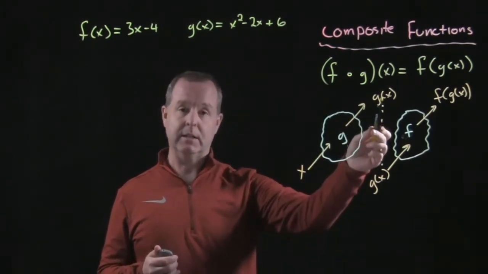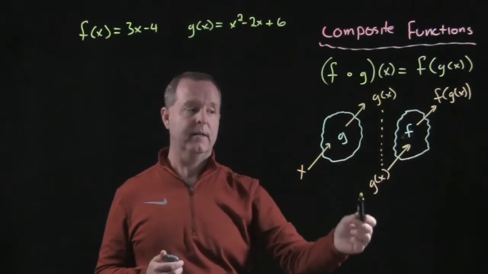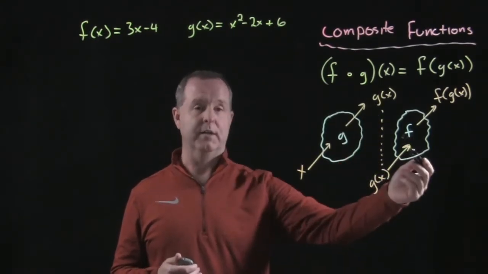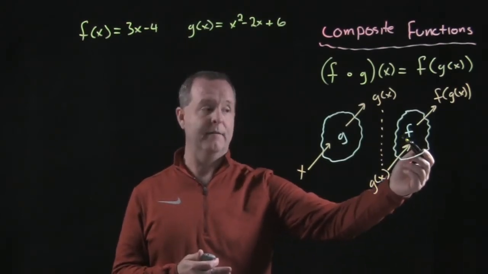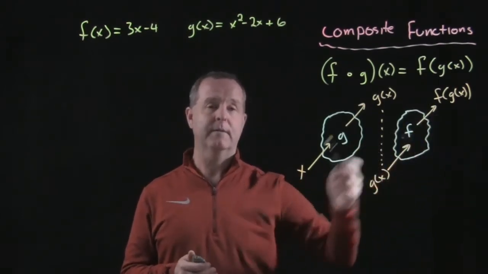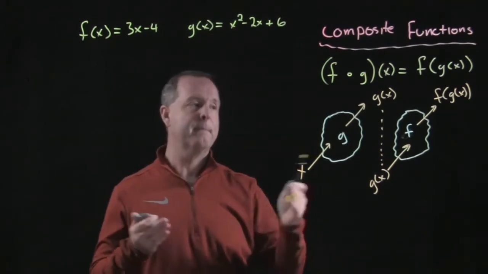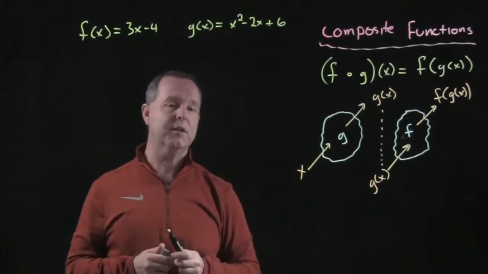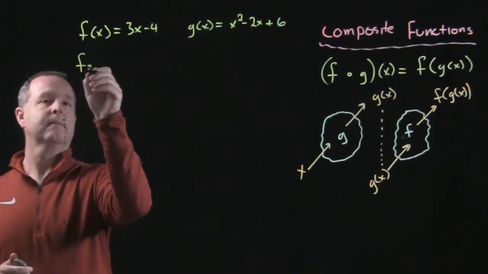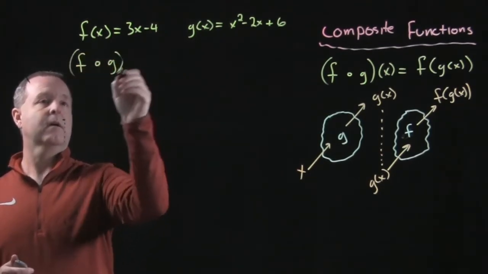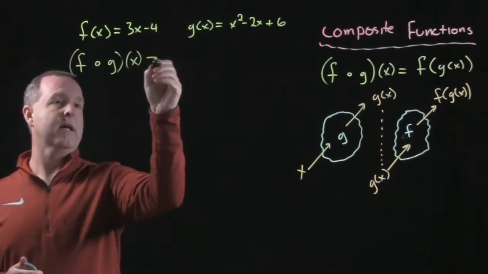Now we're going to take that solution, its output, and run it through another function. So it now becomes an input into another function, in this case f, and its output becomes f of g of x. So let's look at these two functions that we have here, and let's see what f composed with g of x looks like.